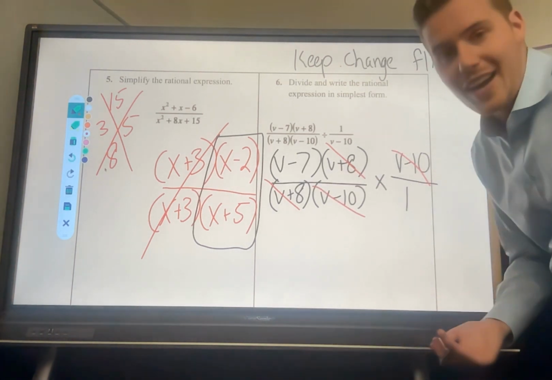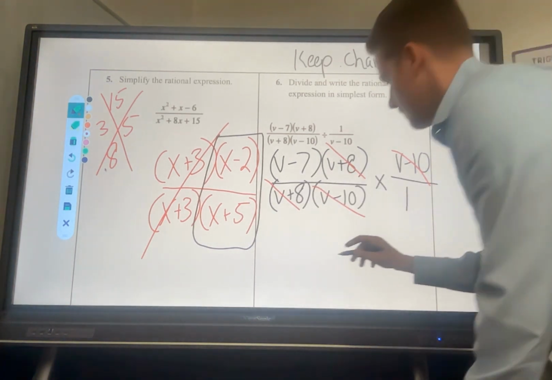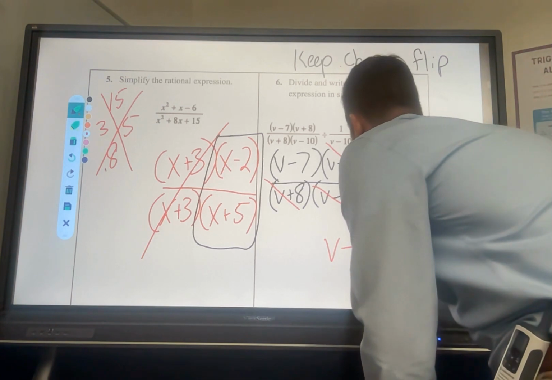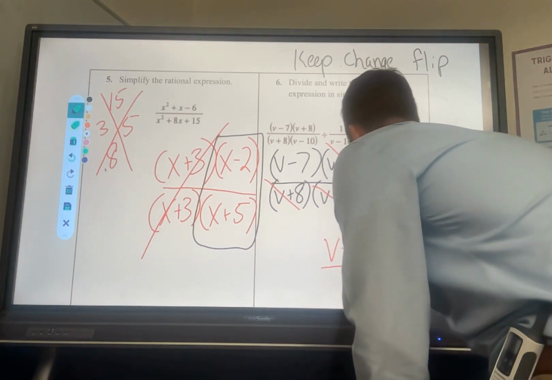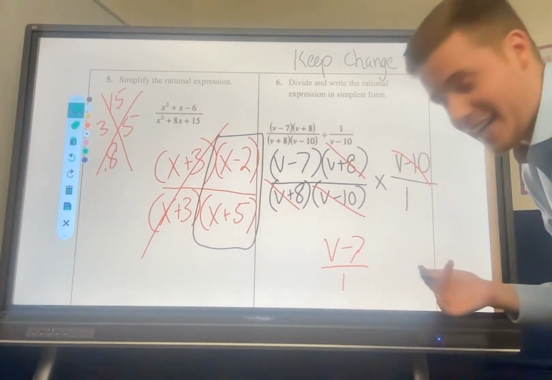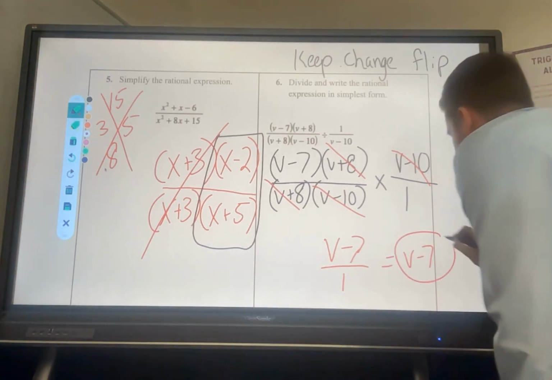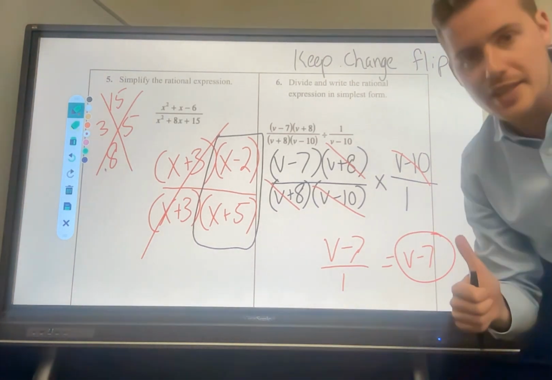And so would you look at that? All we're left with is v minus 7 over 1. So v minus 7 over 1, anything over 1, that's just the same thing as what it is. So our final answer is v minus 7. That's what our final answer should be.